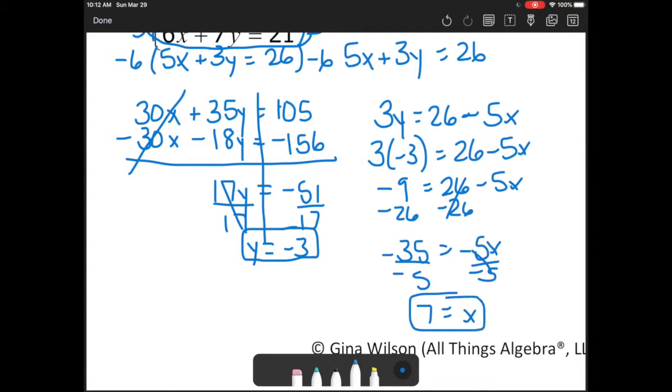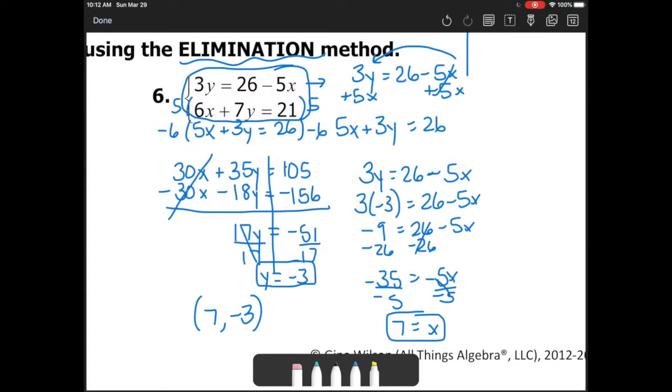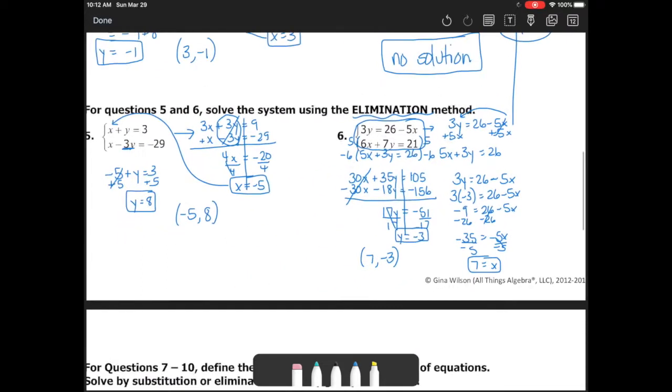So after all that rigmarole, we find that our solution is 7 comma negative 3. So like I said, I don't think I would ever choose the elimination method for this problem. If I were allowed to choose methods, I would have just graphed it, because substitution would have been awful. And so is elimination, I think. But I mean, sometimes it's good to have a fun challenge and see what you can do.